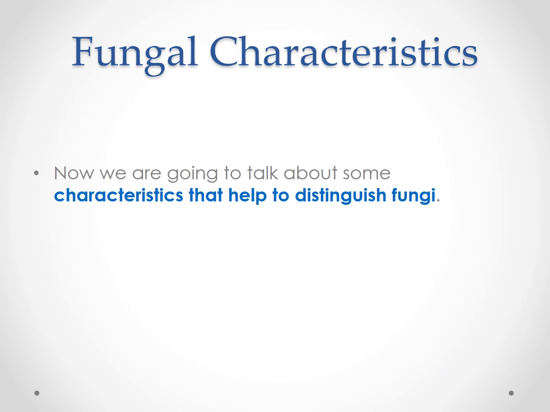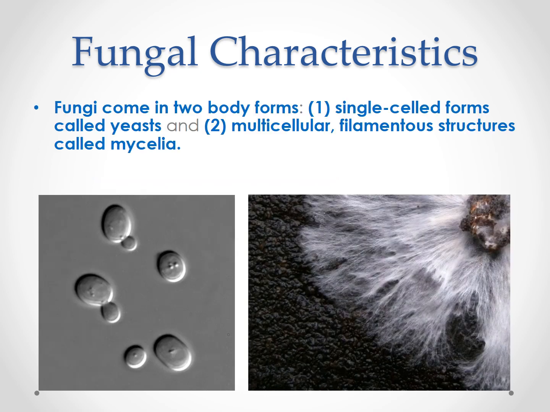So now we're just going to briefly touch on some other characteristics that help to distinguish fungi and some of their unique traits. They come in two forms. I mentioned at the beginning of the lecture that they can be unicellular or multicellular. The unicellular forms are called yeast, and once again, you can see that on the left in this image here. There's also a multicellular form that's very filamentous, so think of it as very stringy. These forms are called mycelia.